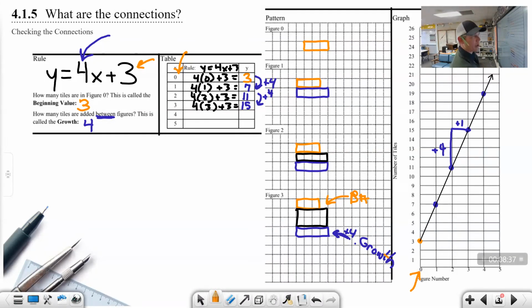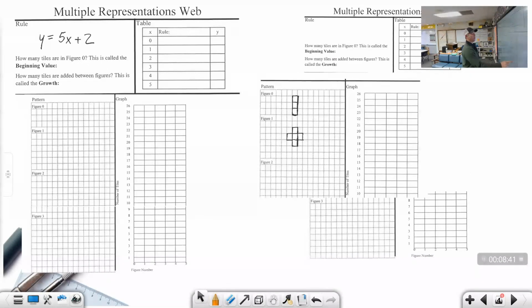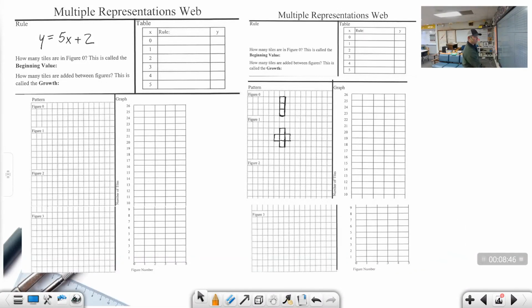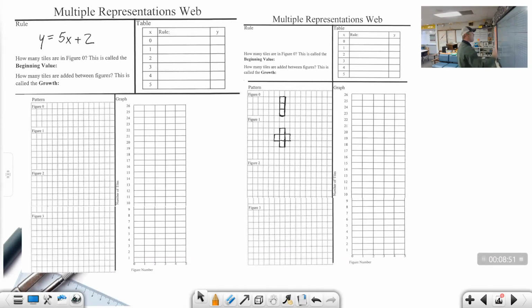The 2 problems that I am asking you to do on your papers are these 2 examples. Okay? We'll scoot this over a little bit. Now, I want you to notice in page A, I gave you a rule. Page A, I gave you the rule. Okay? In page B, I gave you the pattern. You have to notice which is the beginning and which is the growth.